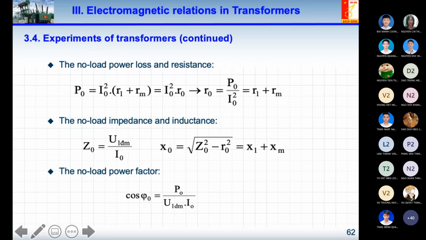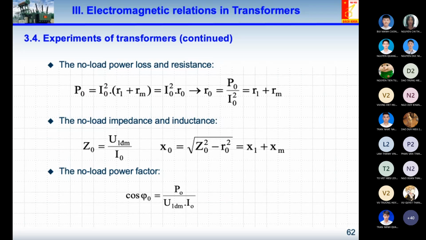Based on this expression, it is very important for all of you to note the following. If you read some textbooks or go on the internet, people say that we shouldn't allow the transformer to work with a low load cos phi, or with no load. When the transformer is connected to a small load, the cos phi of that transformer is very, very small.